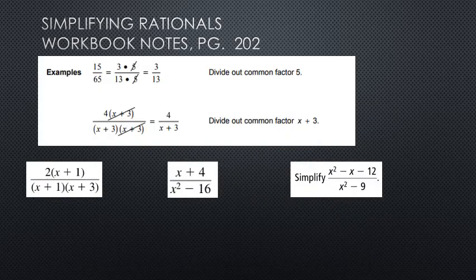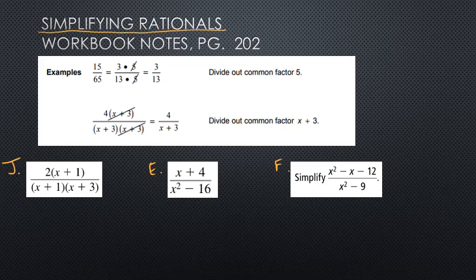Okay, so let's look at what we got going on page 202. We have just a little bit of notes there, and in the sections, these are the examples. I'll call them J, E, F. Those are my examples that I want us to simplify. But first, let's see what we're doing when we simplify a rational.